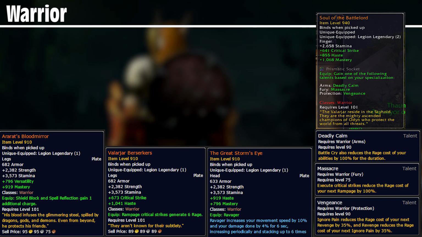For Warriors, their class ring is Soul of the Battle Lord. Depending on your spec, you'll either get Deadly Calm, Massacre, or Vengeance.